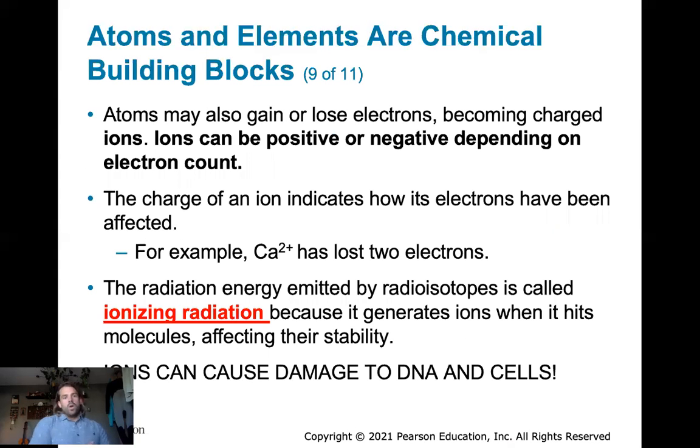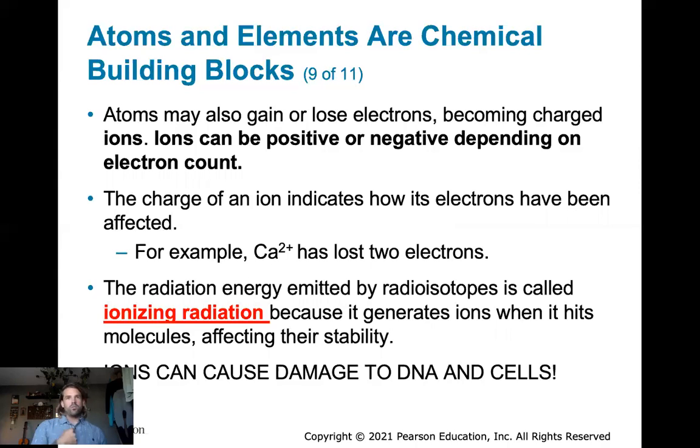Okay, so we've talked about atoms gaining and losing electrons becoming charged, and we talked about ions. So the charge of an ion indicates how its electrons have been affected. For example, a calcium 2+ has lost 2 of its electrons. We've touched on that a little bit. But the point of bringing it back up here is that radiation energy emitted by radioisotopes is called ionizing radiation, because it generates ions like this calcium 2+ when it hits molecules.